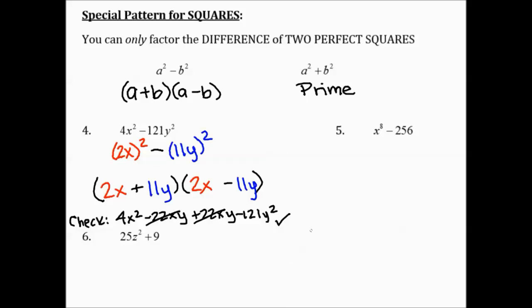Number 5 is a little bit more complicated. If I look here, I have x to the 8th minus 256. Now, x to the 8th is the same as x to the 4th squared. And 256 is 16 squared. So I can write this as x to the fourth plus 16 and x to the fourth minus 16.